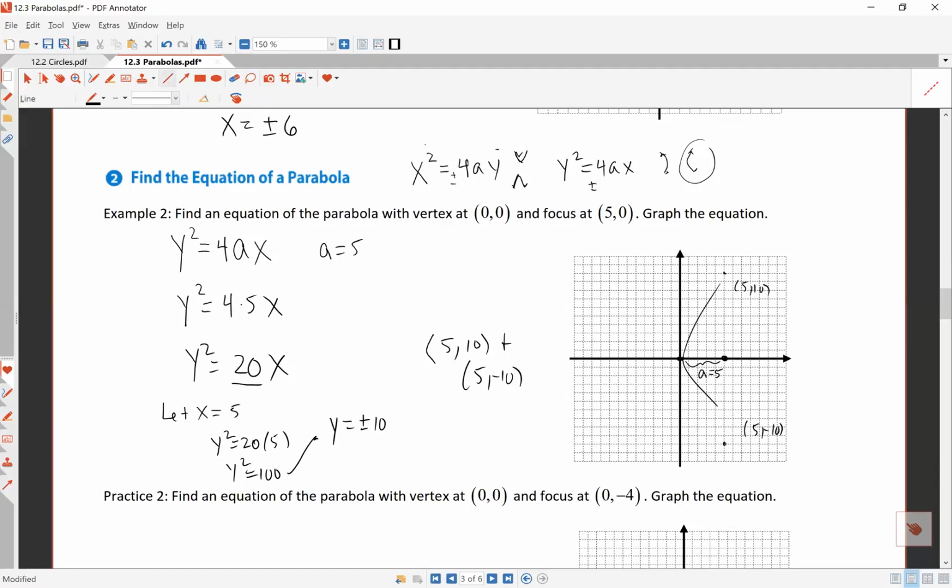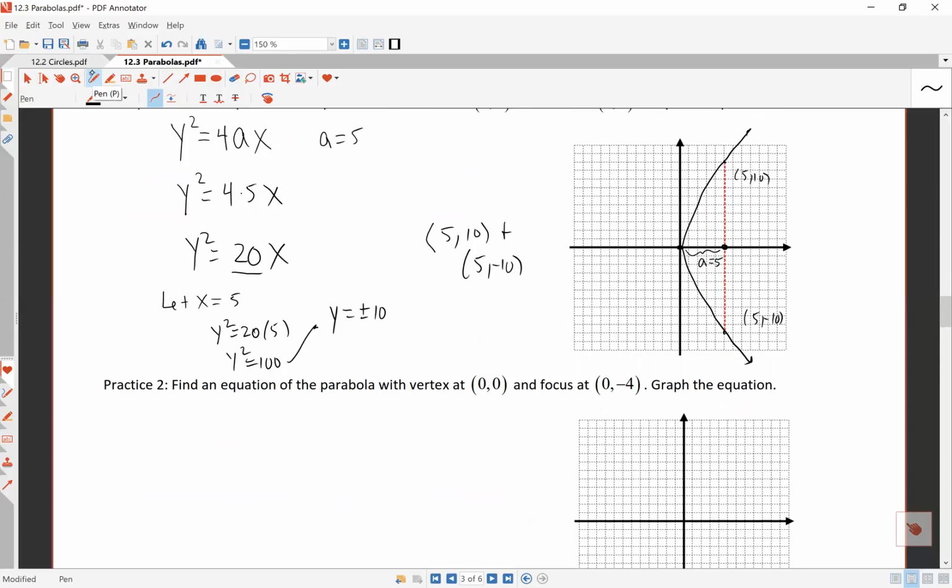Remember, your focal axis is the line segment that crosses through the focus. That dictates how wide this parabola opens up. So if it's dictated by the length of 4 times a, the larger the a, the wider the parabola.